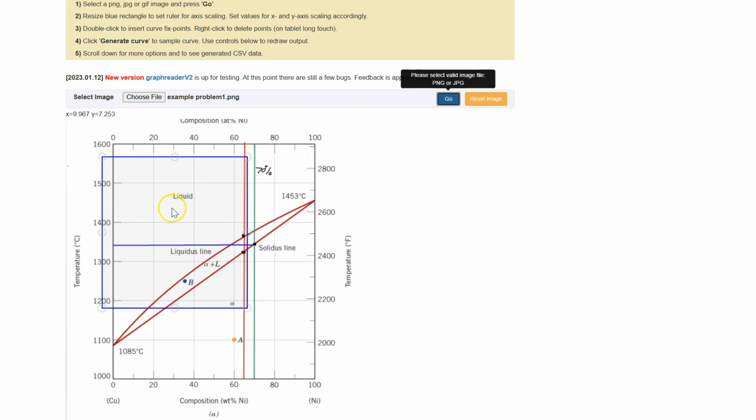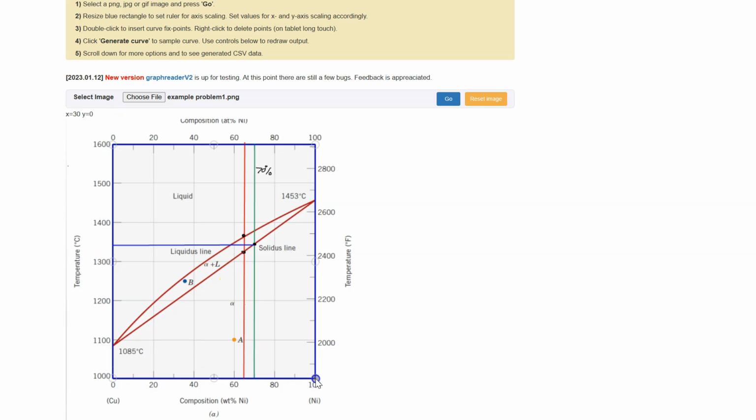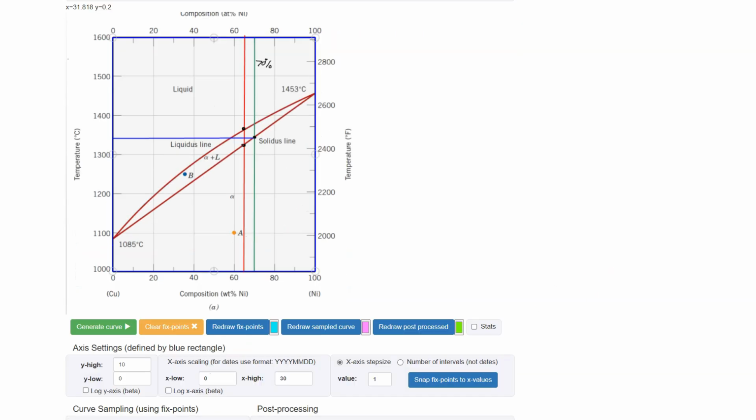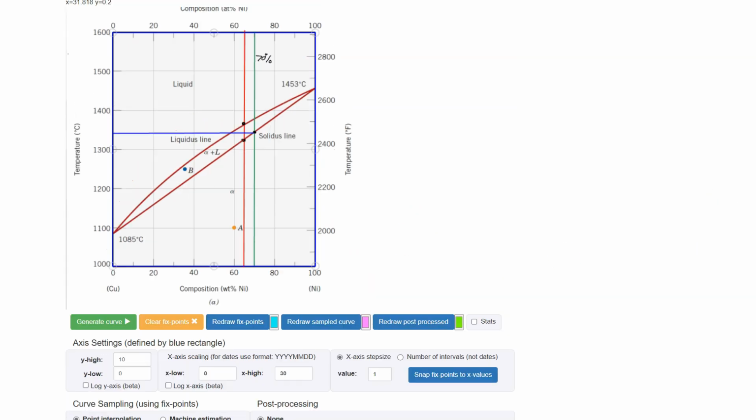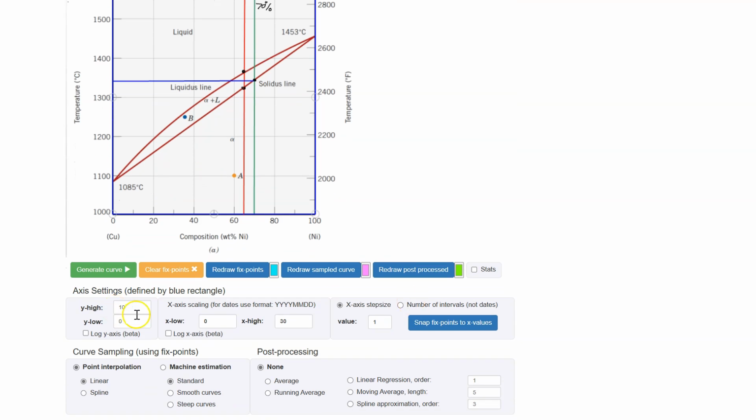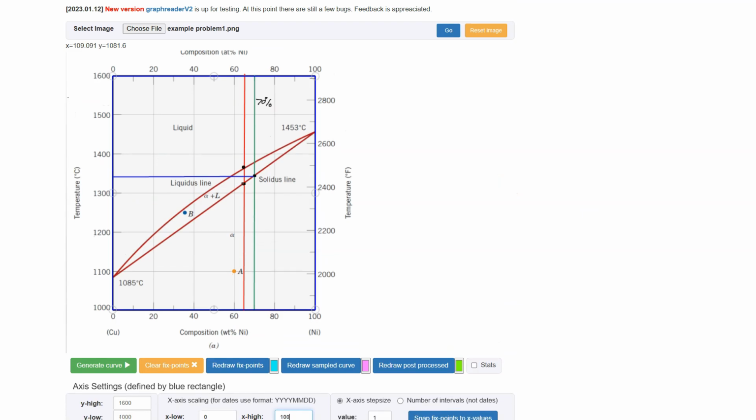You'll see as I move my cursor, you'll see the X and Y. But we need to calibrate those points. So I'm going to drag this blue box to that point. And then here I'm going to set my Y high, the high value for the Y is 1600. The low value for Y is 1000. The low value for X is 0, and the high value is 100.